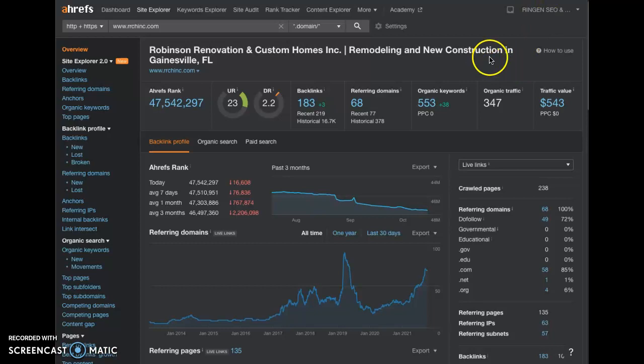So I use this program called Ahrefs. So I plugged in his website in here and it analyzes their website and shows us what we're up against. So these numbers are the ratings that Google uses to rank your website. The UR is how much they trust your website and the DR is how powerful it is. And these numbers are typically raised by backlinks.